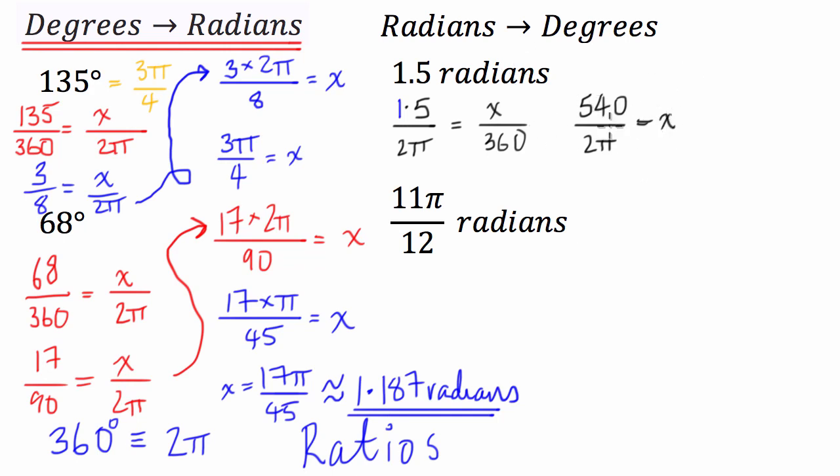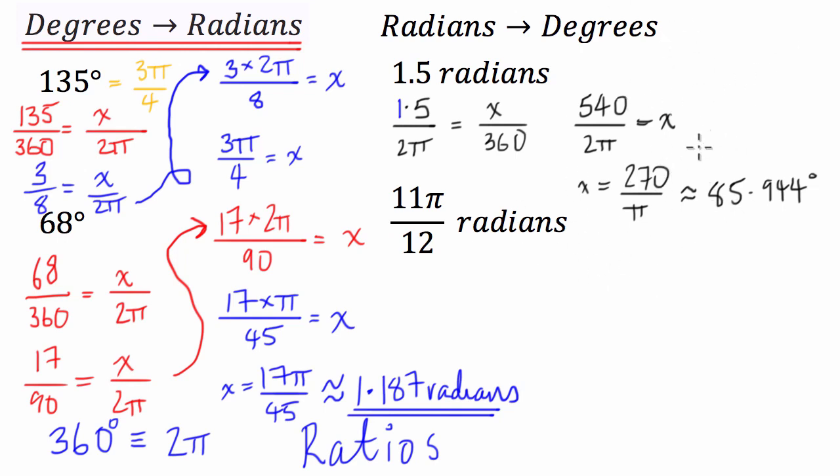Now, half of 540 is 270. So x is equal to 270 over pi, which is equal to about, well, that's going to be our exact answer, or our approximation, we can say is 85.944 degrees.